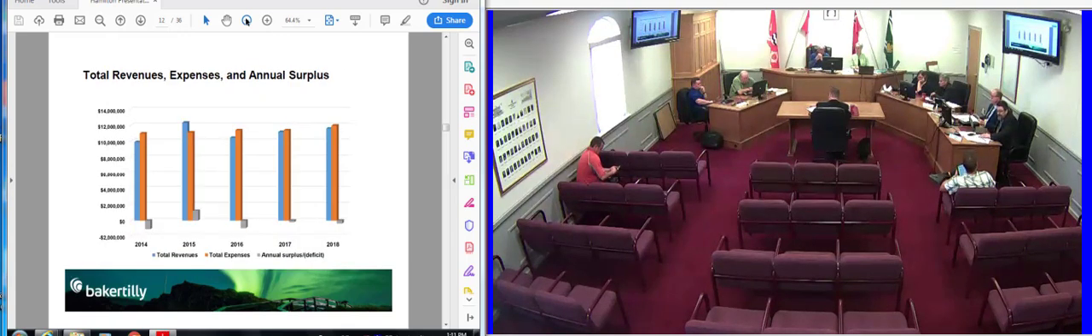And then we come to the revenues and expenses and annual surplus. And as you can see there, revenues and expenses are the two major items, and the brown bar is the annual surplus or deficit, and that will vary each year depending on where you're at with capital grants and where you are with your amortization of assets. It's still a very small amount in comparison to your revenues and your expenses.